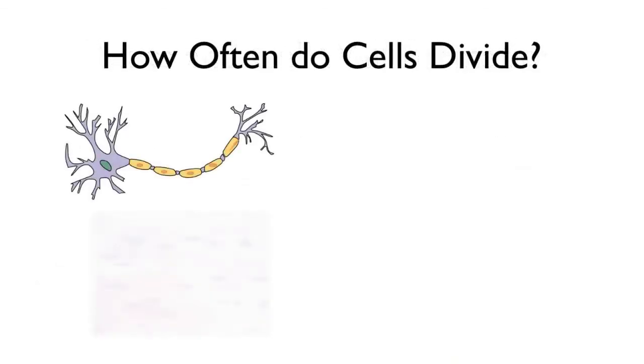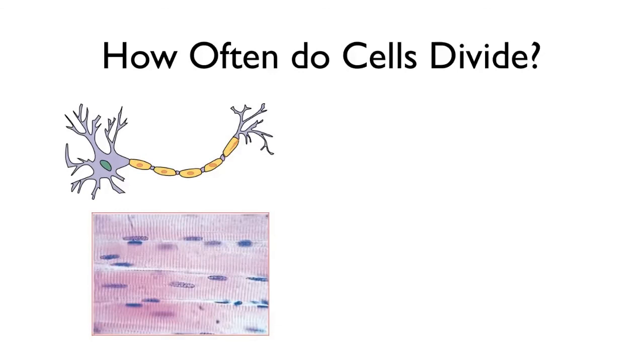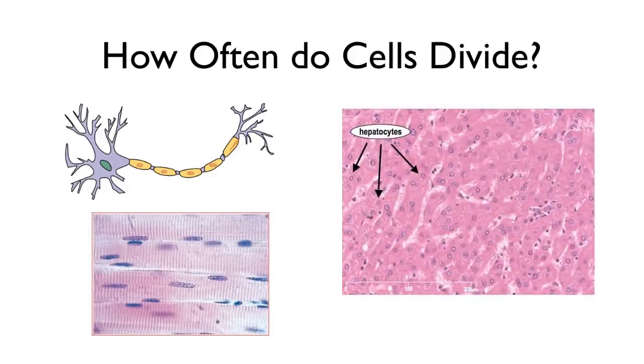Well, it depends on the type of cell. If you look at things like adult neurons and skeletal muscle, those don't divide at all. They're just too specialized. Cells like hepatocytes, these are in the liver, will divide if they're stimulated to do so. So you may know that the liver can actually regenerate. Some cells can do that.